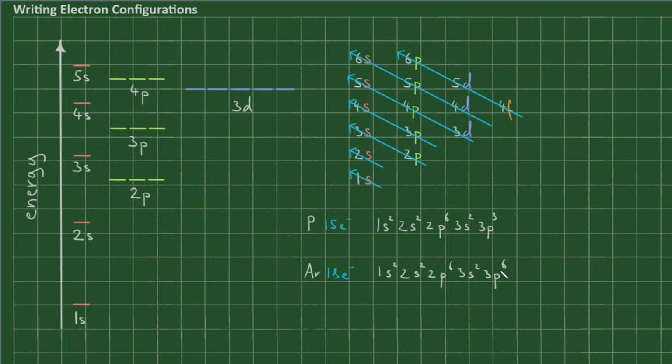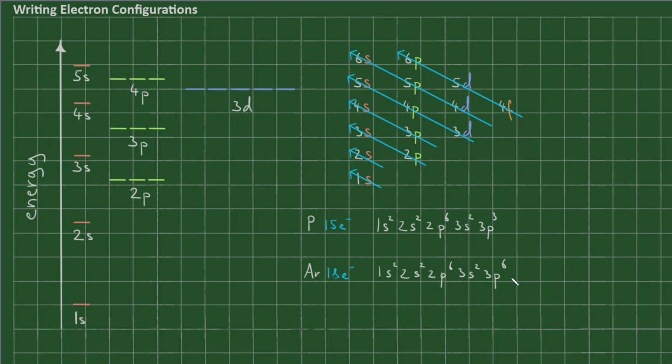And it also makes sense with regards to the phosphorus. Phosphorus had 15 electrons, argon has 18 electrons, so 3 more. And if I look at the electron configuration, the 3p orbital has 3 more electrons when it comes to argon.